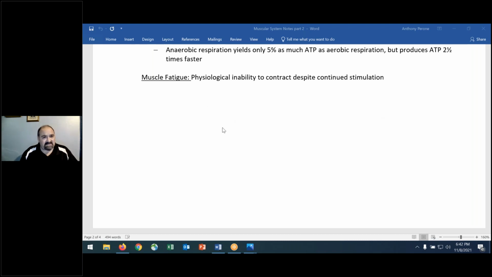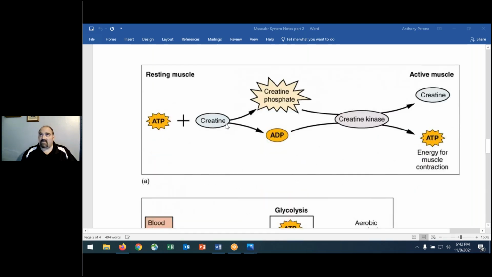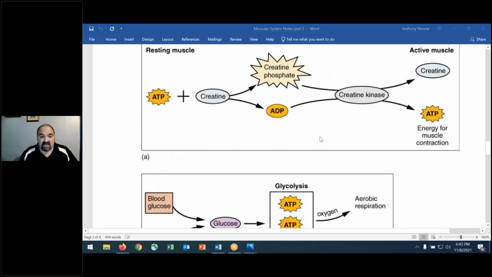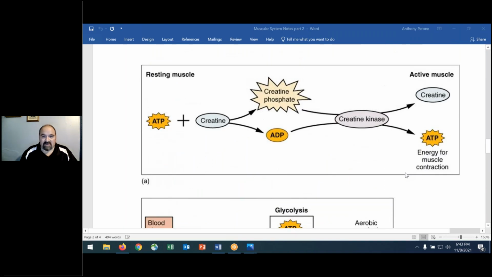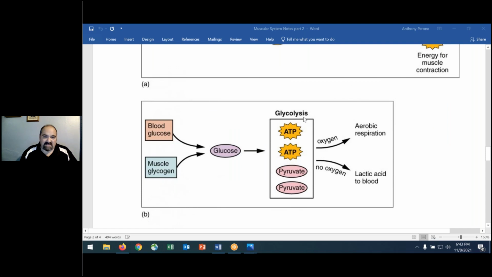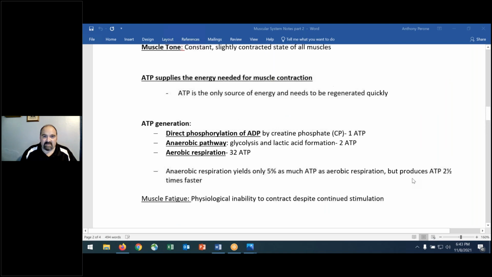So that can happen, right? But it all depends upon the load that you've placed upon the muscles. So you'll see here the different types of contraction and ATP production, okay? Again, phosphorylation and glycolysis, and these are only producing 1 and 2 ATPs.